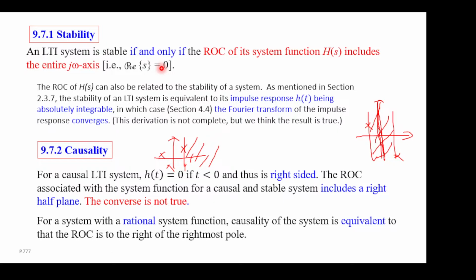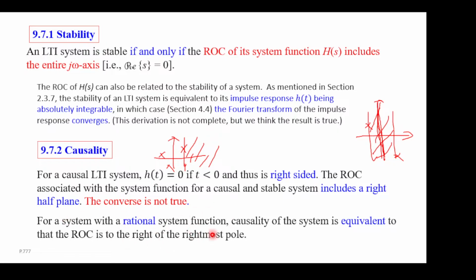Okay, let's get back. And once again, let's review the two properties we have: stability and causality, and how to interpret them in terms of this big H of s. So for stability, it's a bit easier. The system is stable if and only if the ROC of H of s includes the j omega axis.